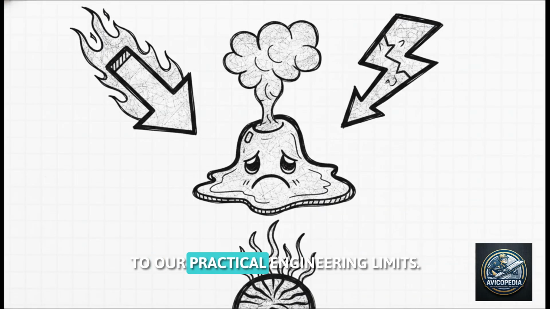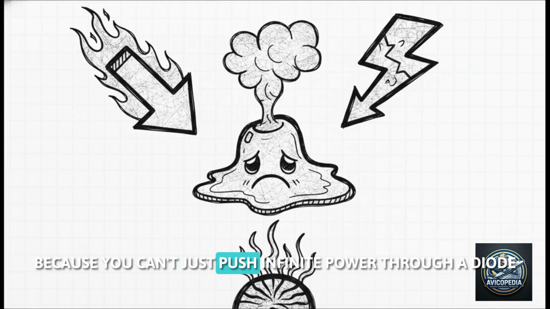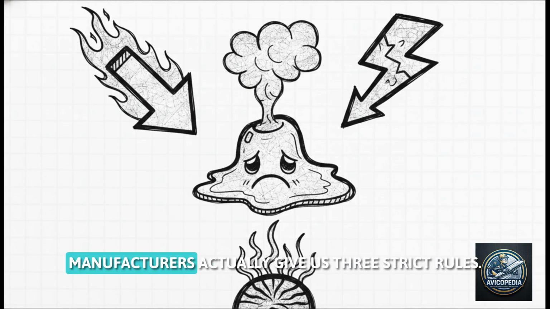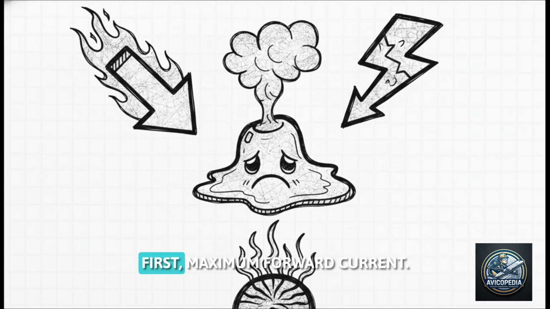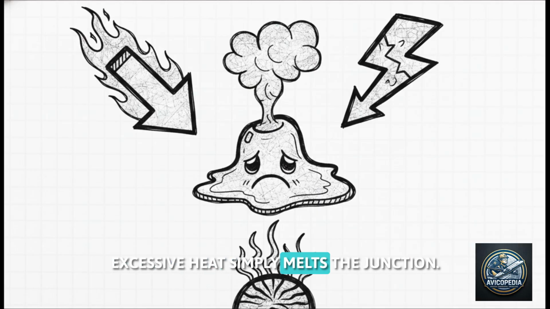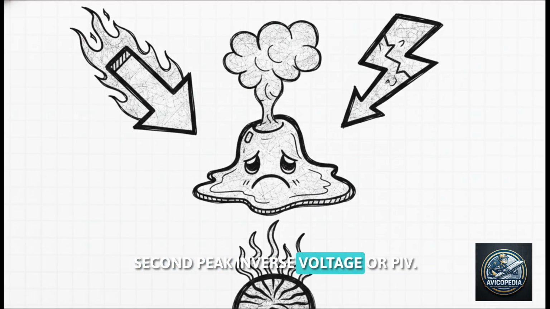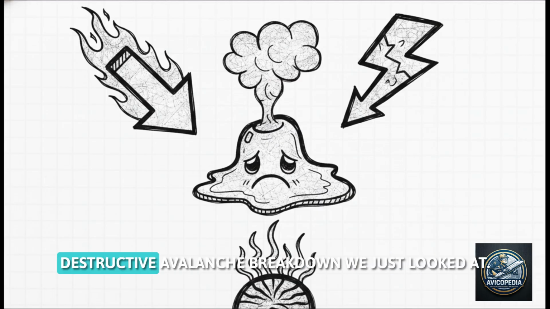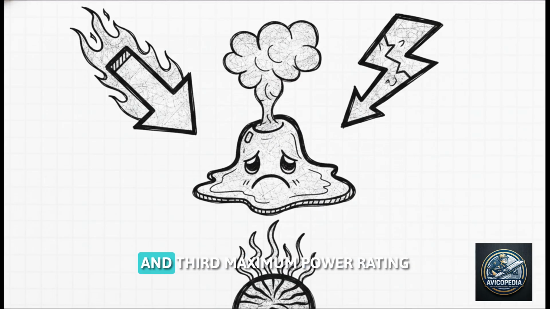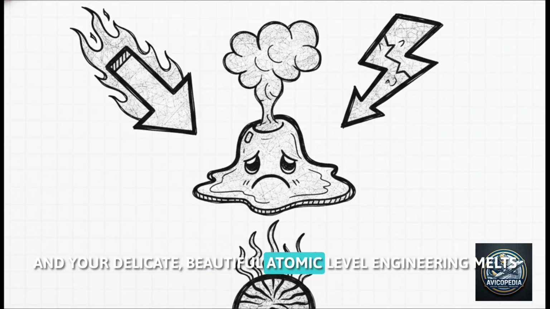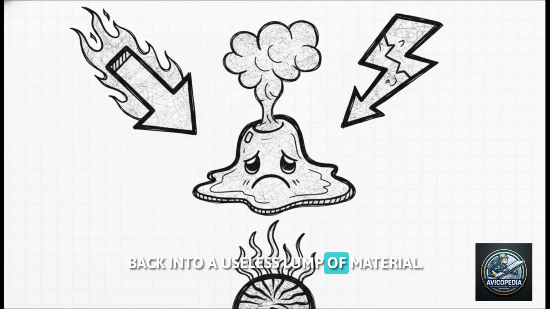Which naturally brings us to our practical engineering limits, because you can't just push infinite power through a diode unless you enjoy the smell of burning silicon. Manufacturers actually give us 3 strict rules. First, maximum forward current, that's the highest current it can handle before excessive heat simply melts the junction. Second, peak inverse voltage, or PIV, the absolute maximum reverse voltage you can apply before you trigger that destructive avalanche breakdown we just looked at. And third, maximum power rating, just the total heat dissipation the package can safely handle. Exceed any of these, and your delicate, beautiful atomic-level engineering melts back into a useless lump of material.